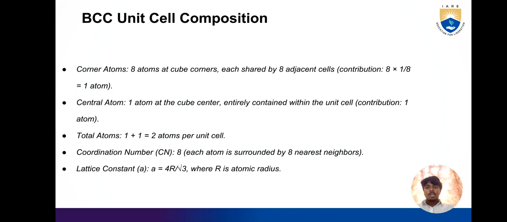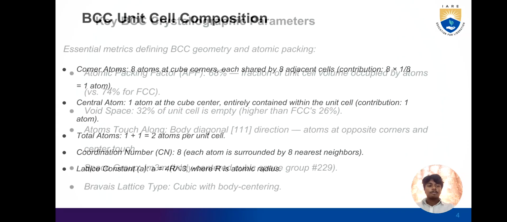The lattice constant and the geometry. The lattice constant, the edge length of the cube, denoted by a, is related to the atomic radius R by the formula a = 4R/√3. Atoms touch along the body diagonal of the cube, not along the edges. The lattice constant a = 4R/√3, where R is the atomic radius.